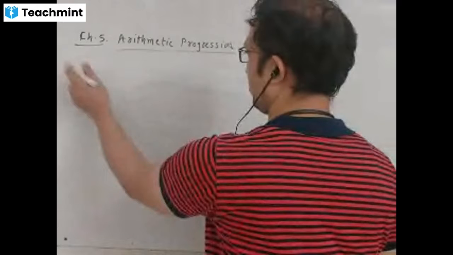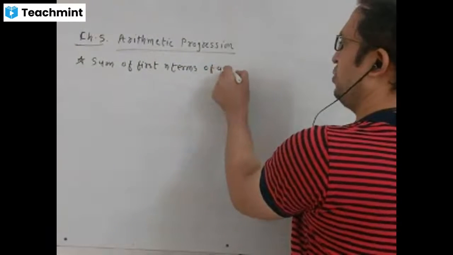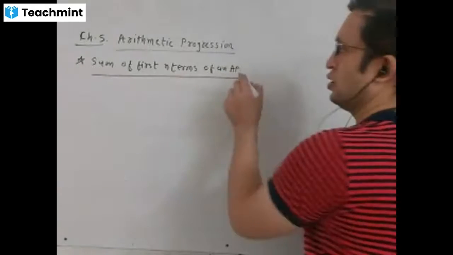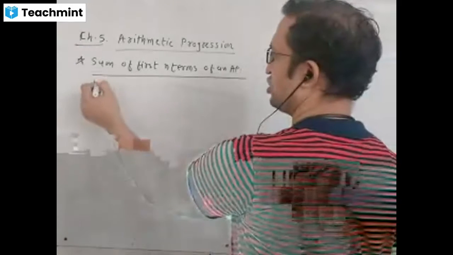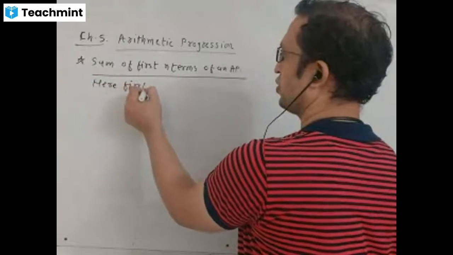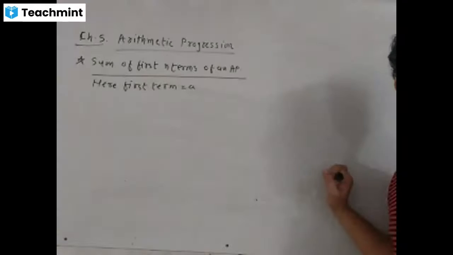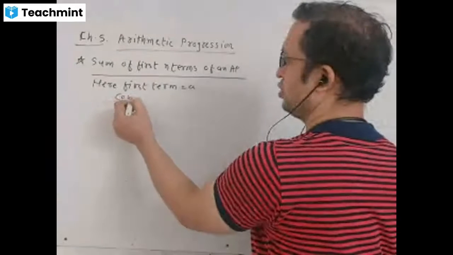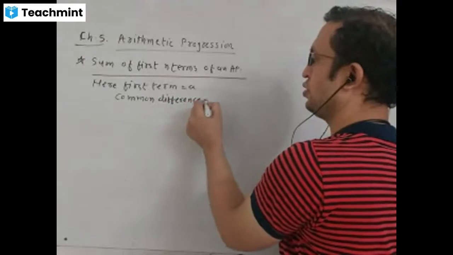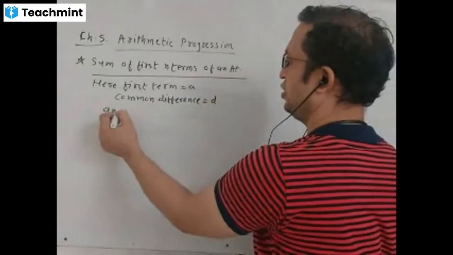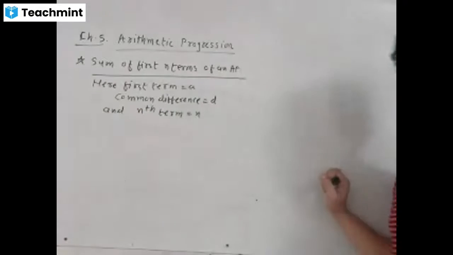Sum of first n terms of an AP. Here, first term is equal to a. Common difference is equal to d. And nth term is equal to n.